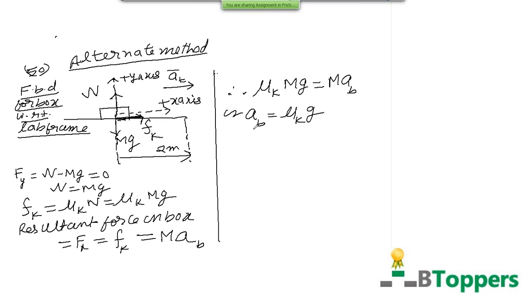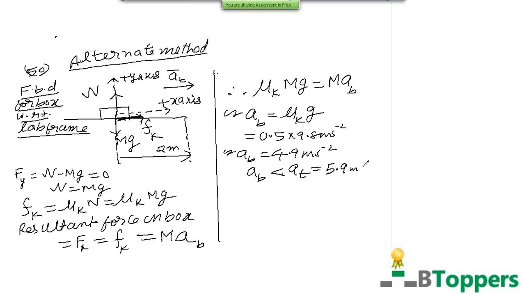That means ab is the magnitude of acceleration of the box with respect to the stationary observer on the ground, or with respect to the laboratory frame of reference. Here mu is given to be 0.5, g is equal to 9.8 meter per second square. So the magnitude of actual acceleration of the box with respect to the laboratory frame is 4.9 meter per second square. So the magnitude of acceleration of the box is less than the magnitude of acceleration of the table. So the table is moving faster. The magnitude of acceleration of the table is given as 5.9 meter per second square.